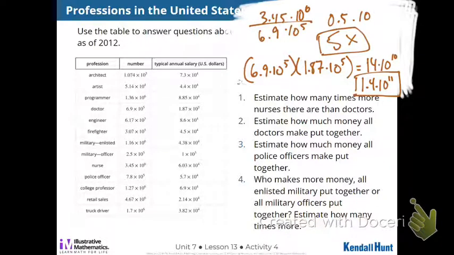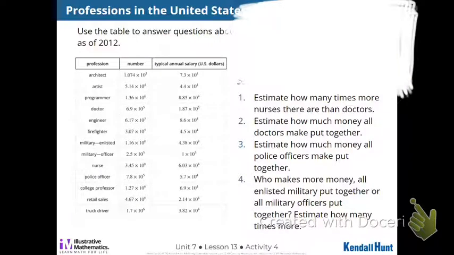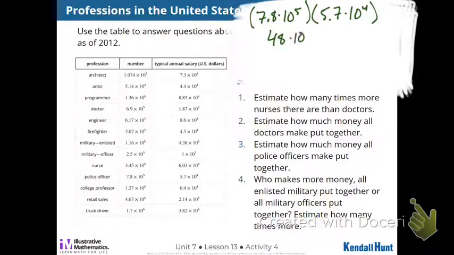Okay, so take a little time to tighten up 3 and 4 if you need to after seeing this. I'm going to leave this up. All right, let's start looking at number 3. How much money do all police officers make together? So I got 7.8 times 10 to the 5th police officers. Each one of them makes $57,000 a year. So I've got something like 8 times 6, so something around 48 times 10 to the 9th, which is 4.8 times 10 to the 10th.